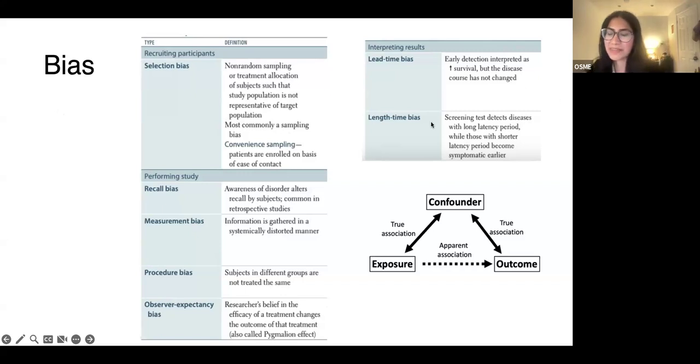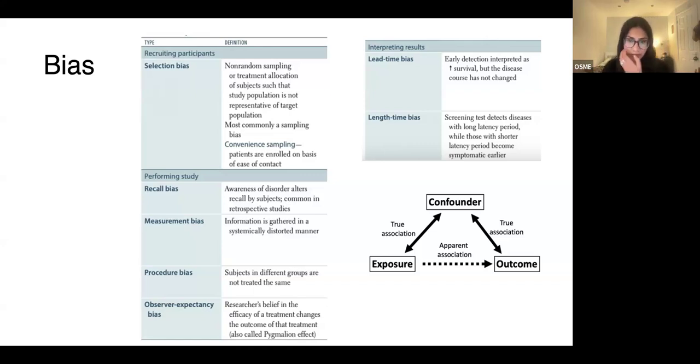Oh, lead time and length time. Sorry, I should explain. Lead time bias. So these are both to do with the length of time associated with a disease. Lead time is especially important for screening studies, where if you introduce a screening program, you're going to pick up diseases at an earlier stage. And so it looks like people are surviving for longer, but the survival hasn't changed, just they're being picked up earlier, and so they have the disease for longer.